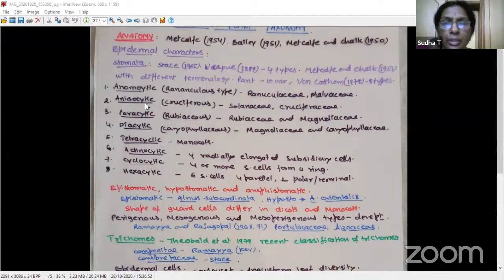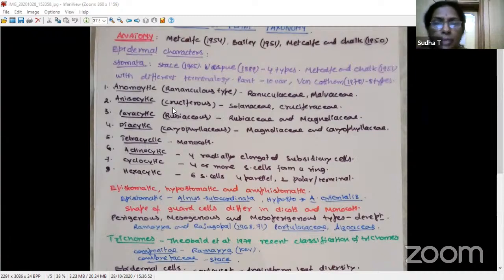So anisocytic is seen in the cruciferous family mainly, that is Brassicaceae, but also in Solanaceae members like Datura. Here there will be three subsidiary cells. One will be much smaller and two will be larger. As they are unequal in size, it is called anisocytic.